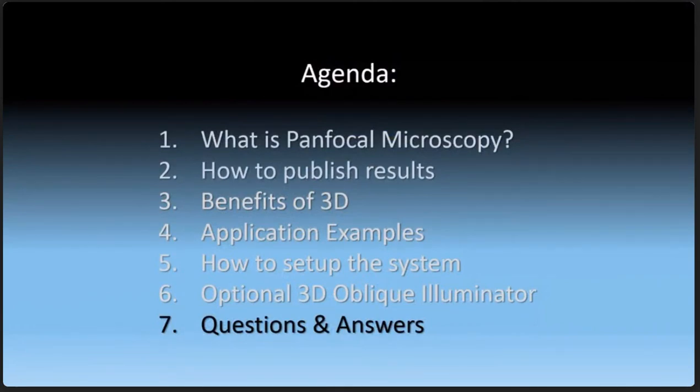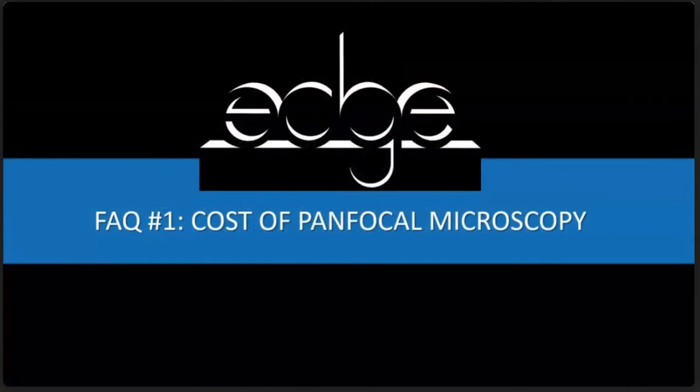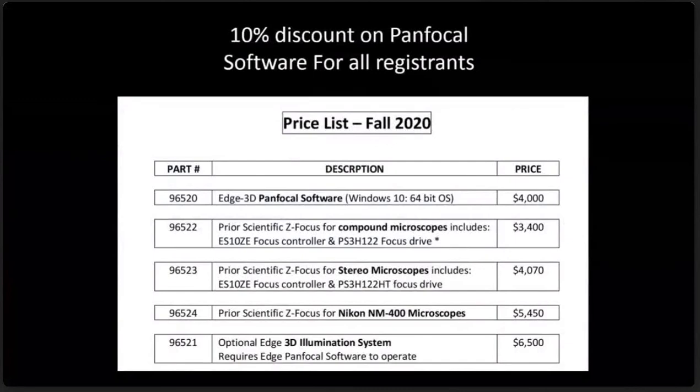If there are any questions, I want to open them up. But I know that one of the first questions is, of course, what is the cost of panfocal microscopy? So I just wanted to show you that. Basically, the panfocal software, which you download from Edge, is $4,000. The Prior Scientific Z-focus drive for compound microscopes, and that includes the controller and the drive and the sleeve, you just tell us what microscope you have, and we send it with the appropriate sleeve. That's $3,400. Now, if you have a stereo microscope instead of a compound microscope, you can get the stereo microscope version here at $4,000. And there's also a version for the Nikon measuring microscope. And then if you're interested in the optional 3D illumination system, that's $6,500.